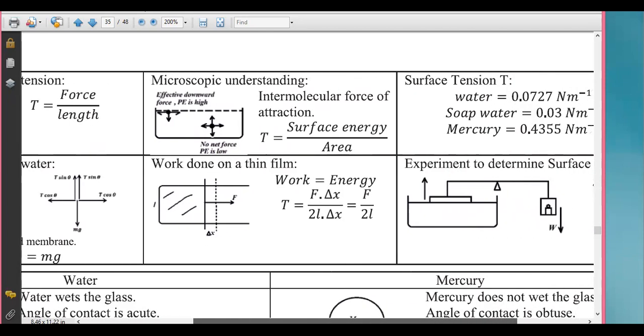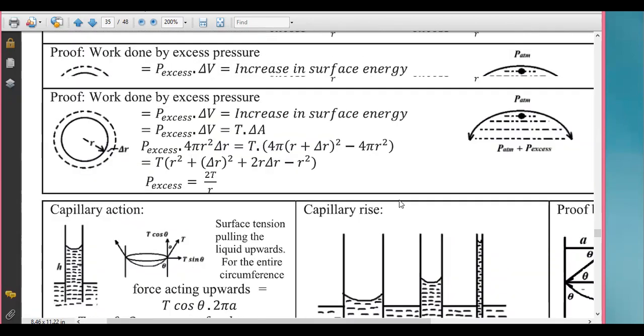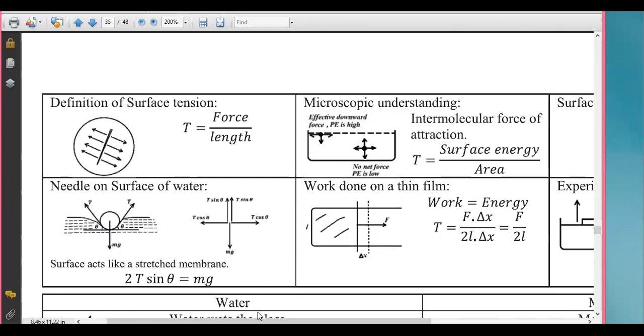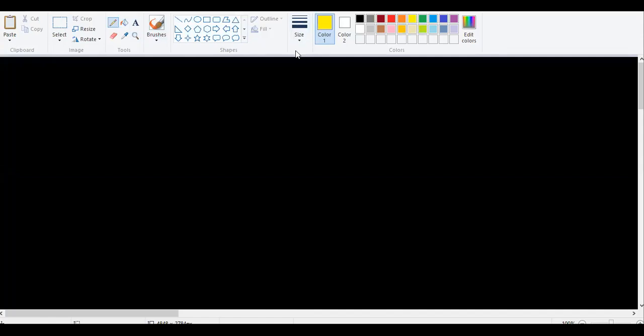Let us talk about some simple concepts first before going into the actual surface tension derivations. Suppose I fill a bucket with water. I'm sure all of you can try this. It can be a bucket, it can be a cup.